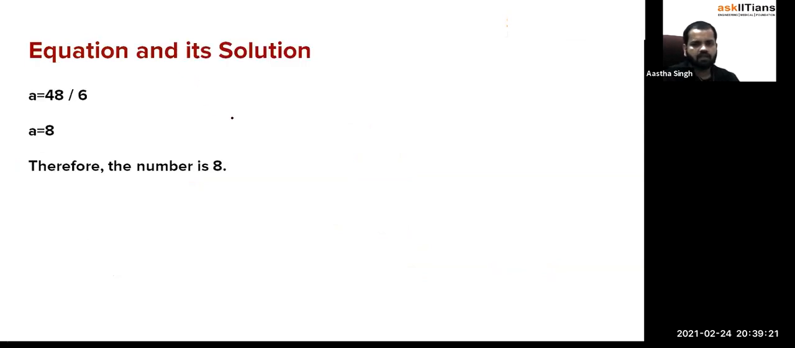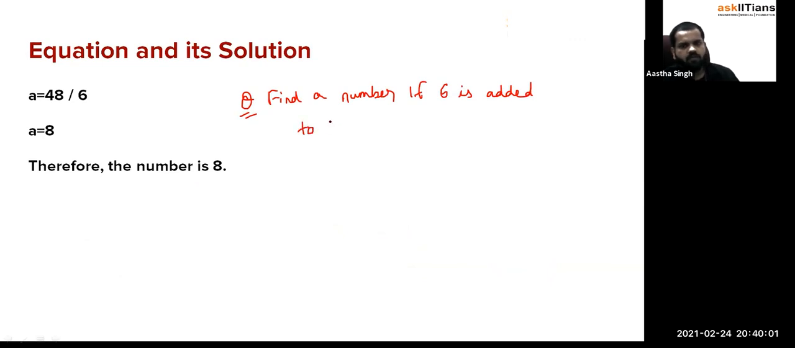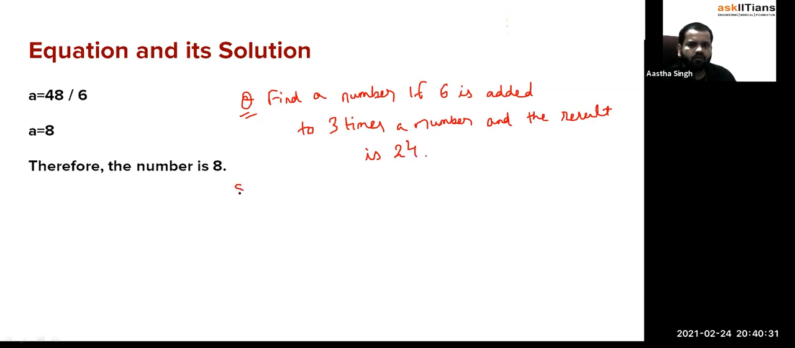Okay, let me give you another example based on it, right? Let's say find a number, if 6 is added to 3 times a number and the result is 24, right? So you have to find a number.